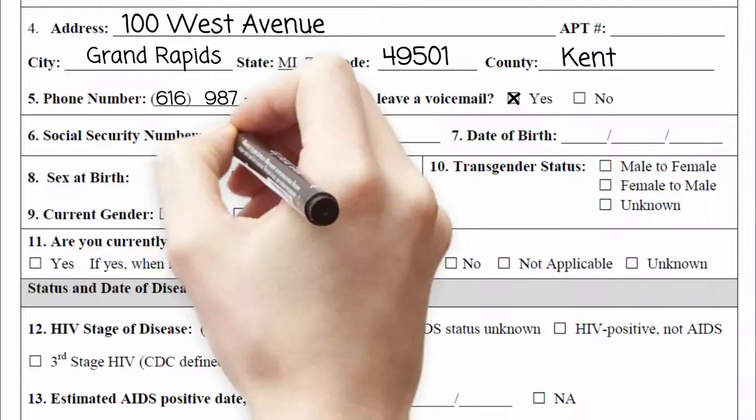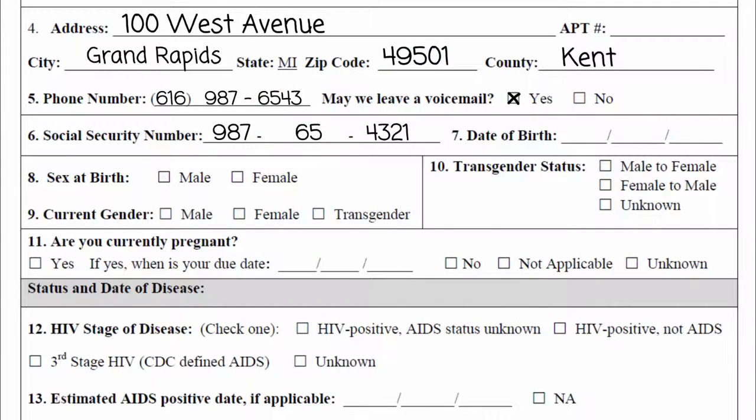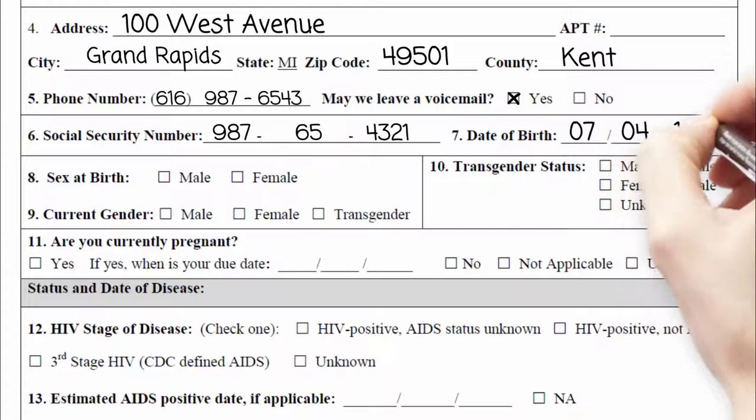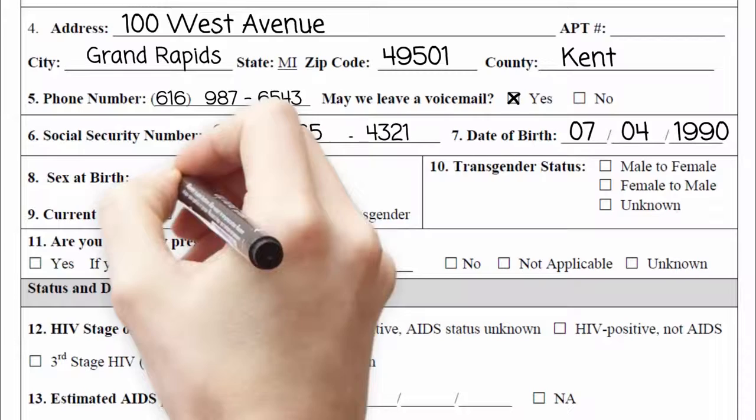Question 6 is where you write your Social Security number. Without this, your application may take longer to process. In question 7, you will write your date of birth. Make sure to include the month, day, and year. For question 8, check the box that matches your biological sex at birth.